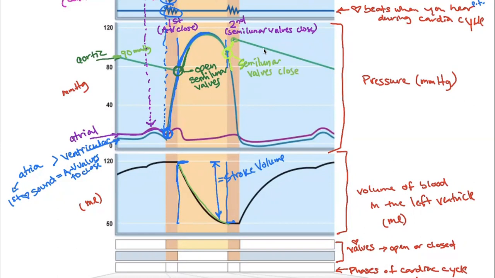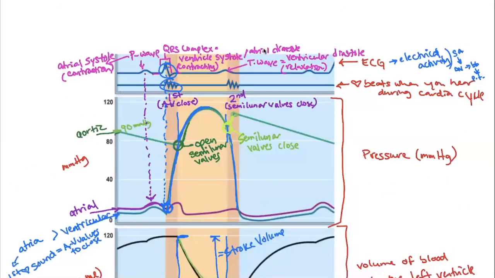And once the semilunar valves close, obviously no blood is going into the aorta, so the pressure in the ventricle drops because you are now in the T wave, or ventricular diastole, or rest. So the pressure's dropping in the ventricle because no contraction is going on in the heart. Again, second heart sound is here where you hear that, right? And this one is here. It's where the semilunar valves close.